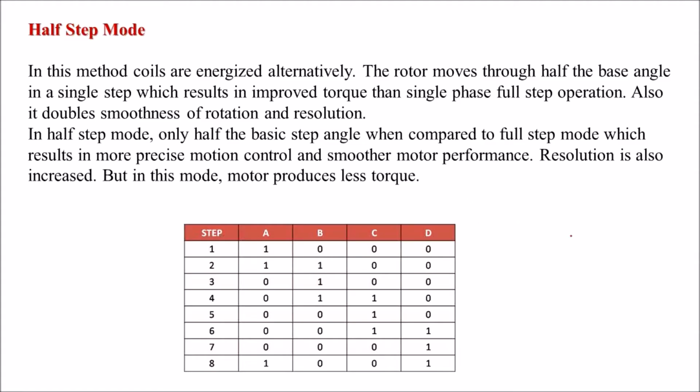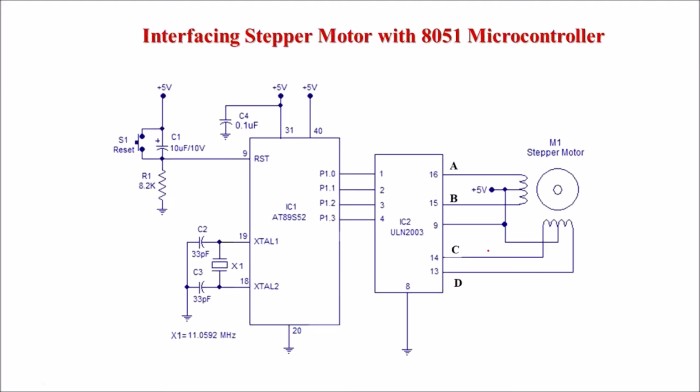So this is the sequence for half step mode, and if we follow the sequence in this order from step 1 to step 8, then the motor will rotate in clockwise direction. If we reverse this, the motor will rotate in anti-clockwise direction.